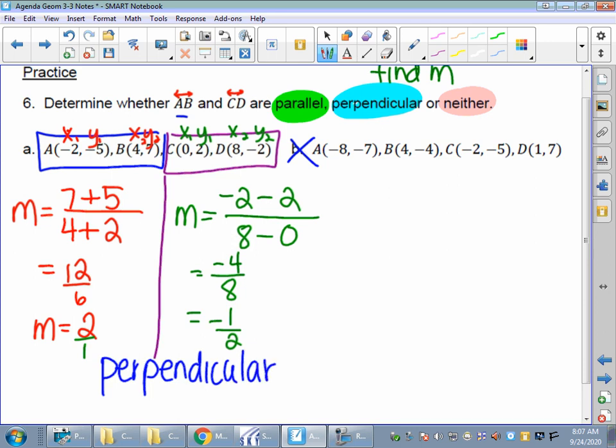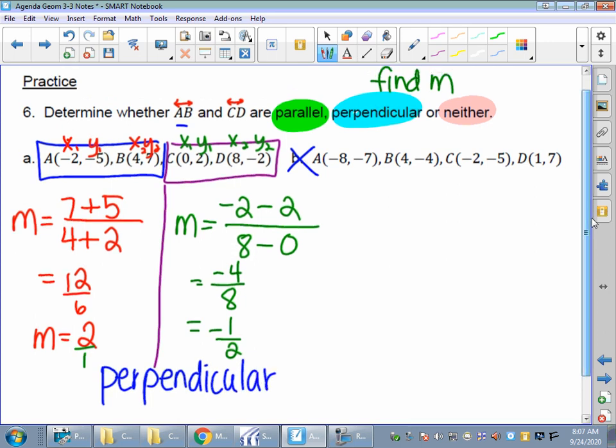So you have to find the slopes in order to compare to see if they're the same, if they're opposite reciprocals. If they're not either of those two things, they're just two random lines, you can say they're neither. I'm going to ask you to do some problems like that, so hopefully that helps you out.